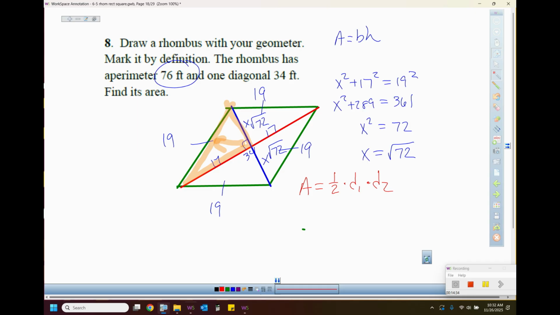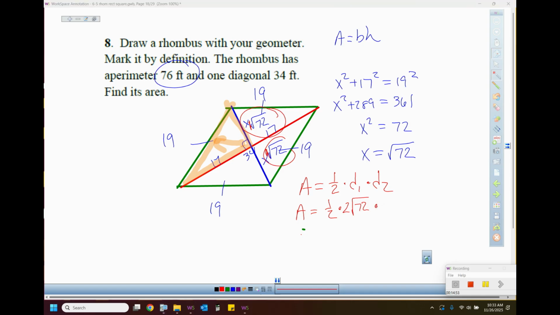So, cool. We will sub in 1/2 times. I'm going to add these together. It's been a while since we've done it, but we can totally do it. 1 square root of 72 plus 1 more square root of 72 is 2 square roots of 72.